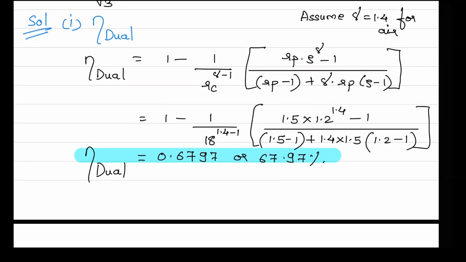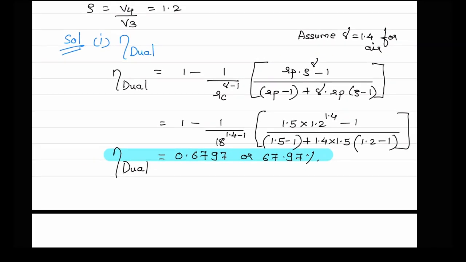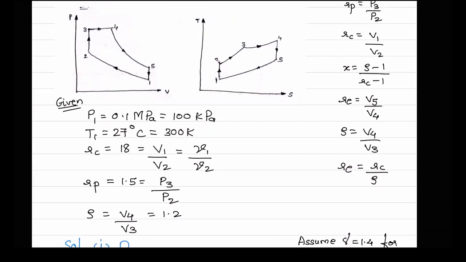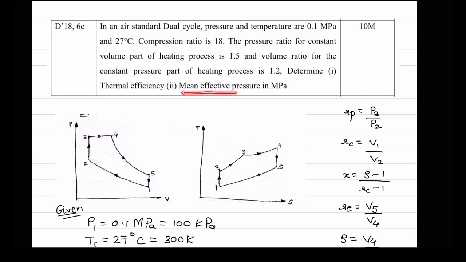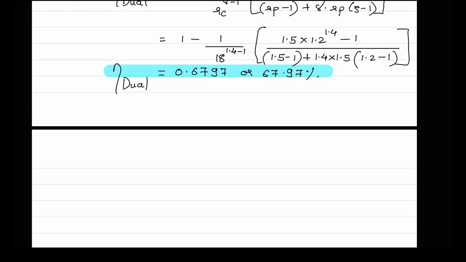Okay. Next we will see the second part of the problem, which is mean effective pressure, and that you have to find in megapascal. Now you have to be careful. Usually if I find mean effective pressure, we use the units in thermodynamics in kilopascal. It has been asked in megapascal, so don't forget to divide by 1000. Otherwise, some marks will be deducted. Okay, so I'll write down the second heading, mean effective pressure.